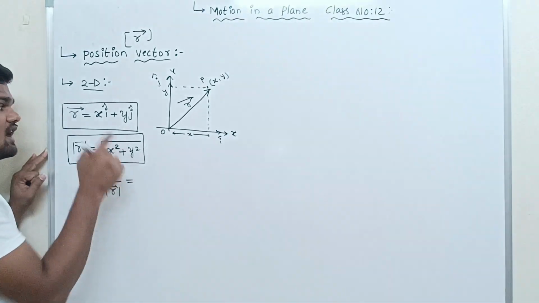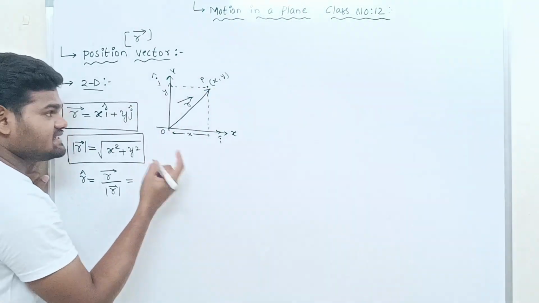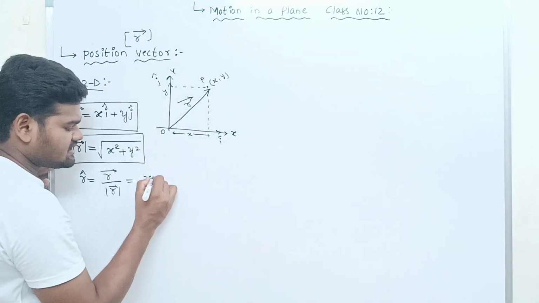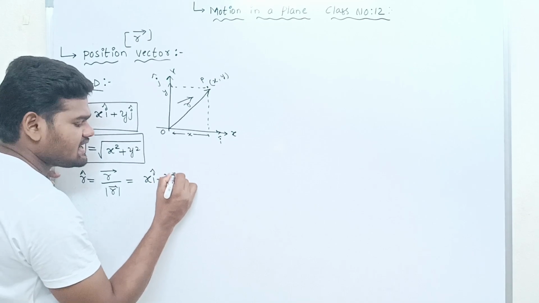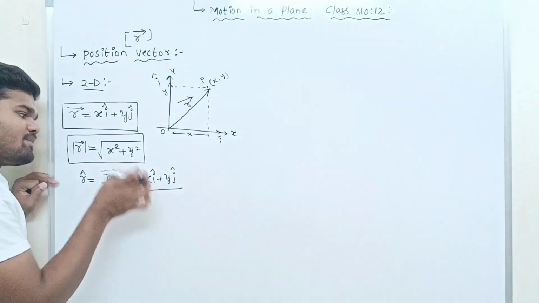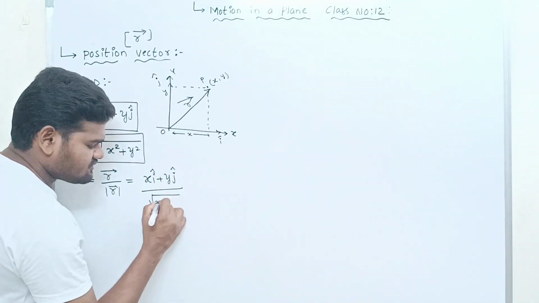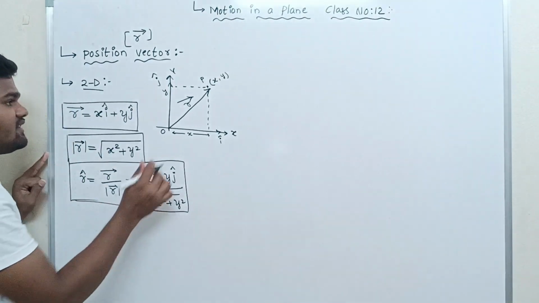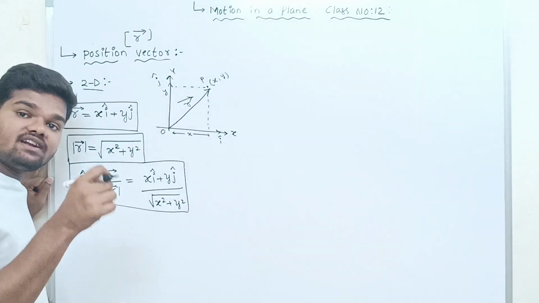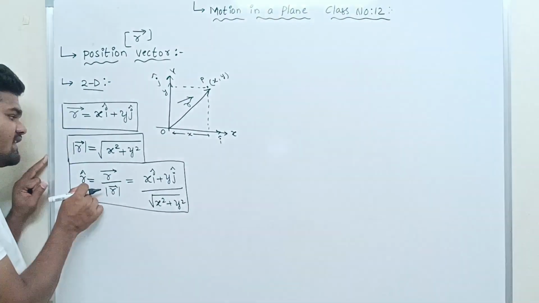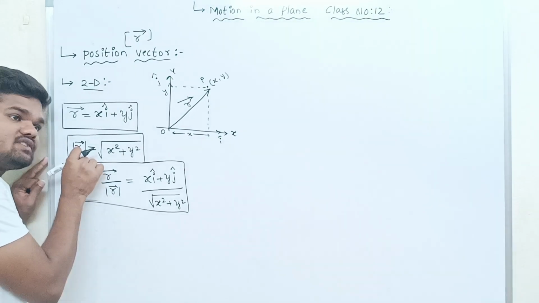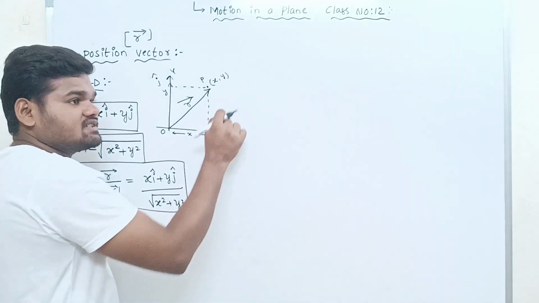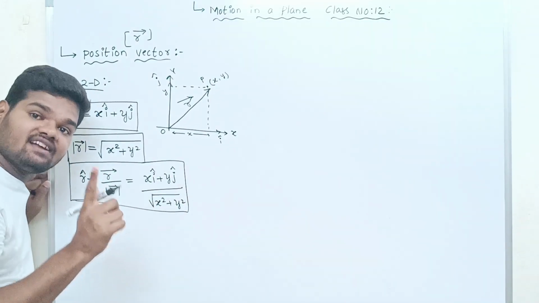So r bar is the position vector of a particle in a two-dimensional coordinate system, x i cap plus y j cap, divided by its magnitude, the square root of x square plus y square. This equation gives the unit vector of a given position vector. This is the unit vector, this is the magnitude of the position vector, and this is the position vector r bar in a two-dimensional coordinate system. Is it clear? Any doubt?